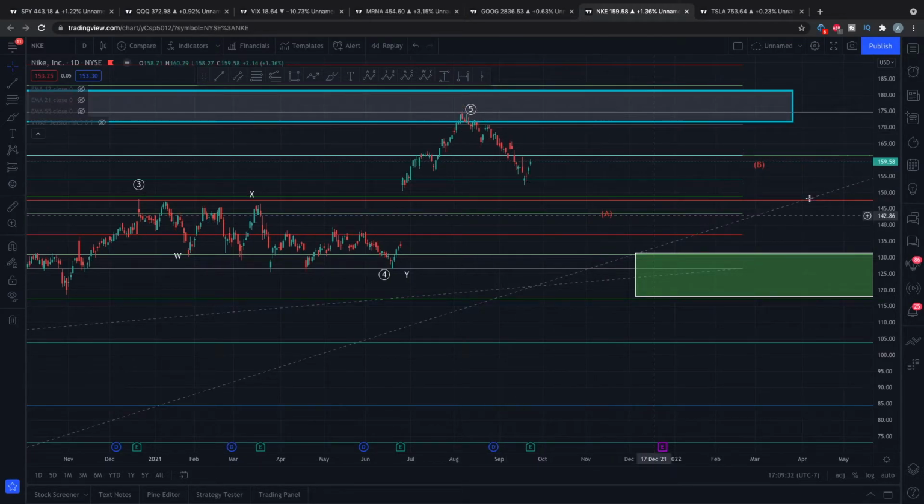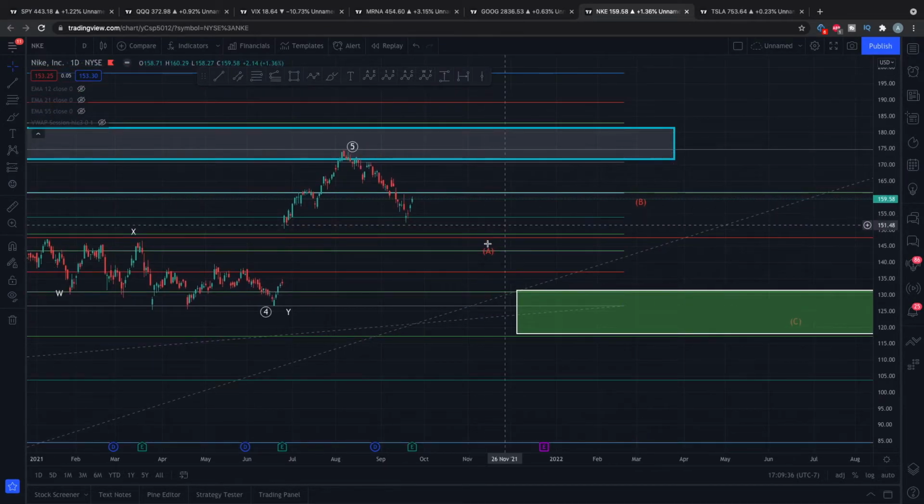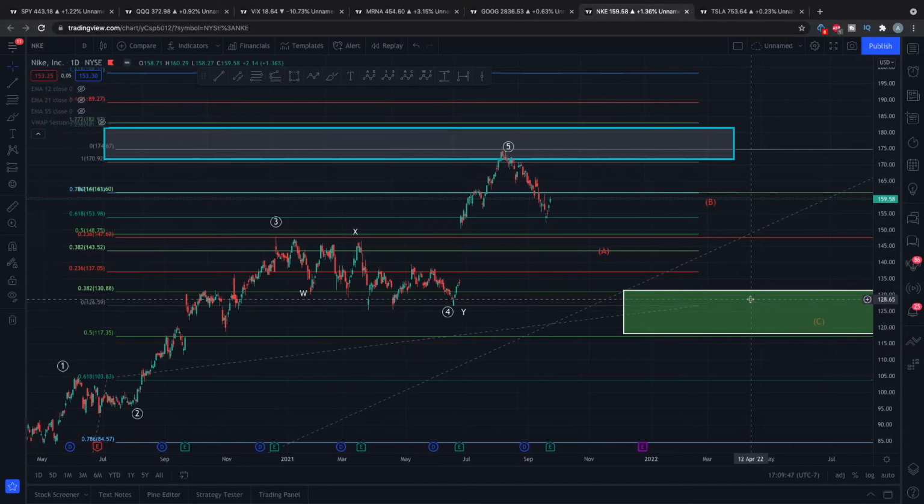So it is working on this ABC structure once again, just like Google and the indexes. You could also label this as a WXY because this move is a little bit choppy, but because it's a little less choppy than the indexes, this looks more like an ABC, a zigzag, to me. So that means it's going to get a harsher correction. So we could see an ABC move downwards. And once again, this is just to emphasize that a lot of stocks have already completed their bullish impulsive sequence and are simply now correcting.